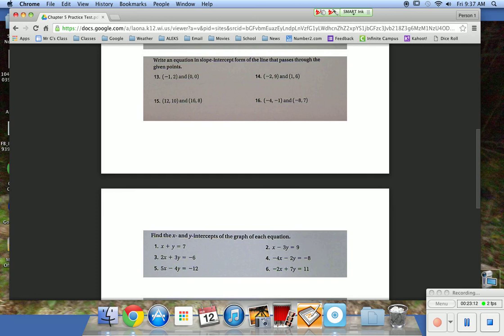All right, next one. Let's start back over here. Jade. We have -2, 9, and 1, 6. First thing we have to find. What's that? Slope. So what am I going to do for my slope?